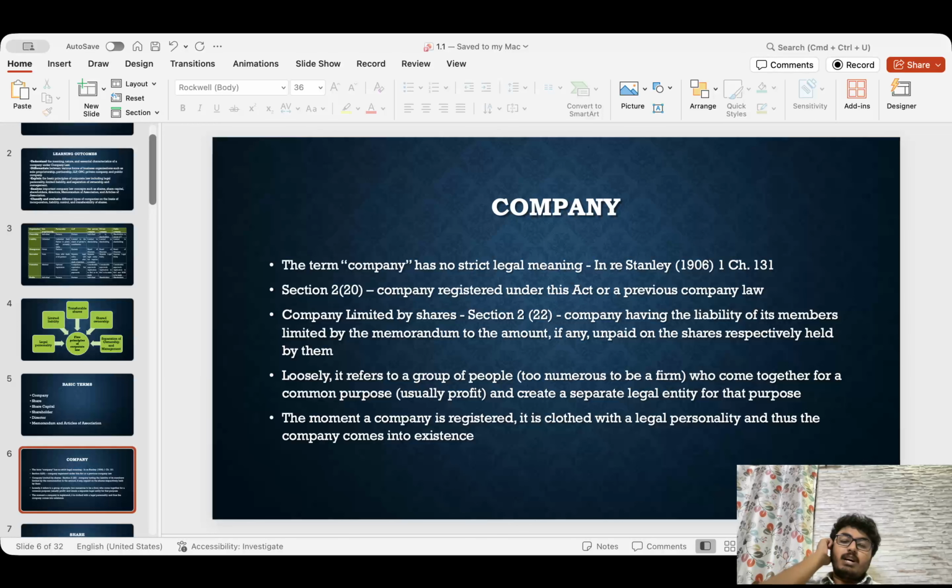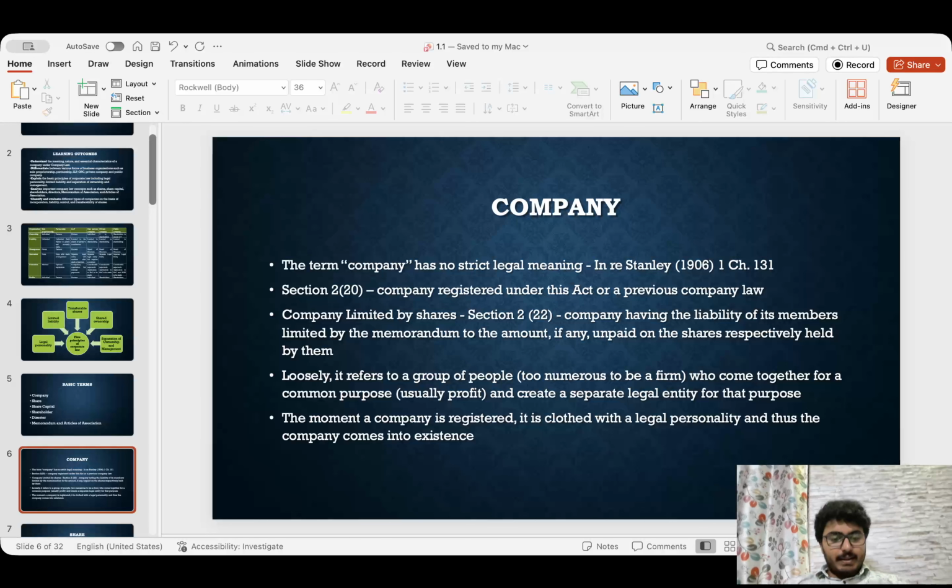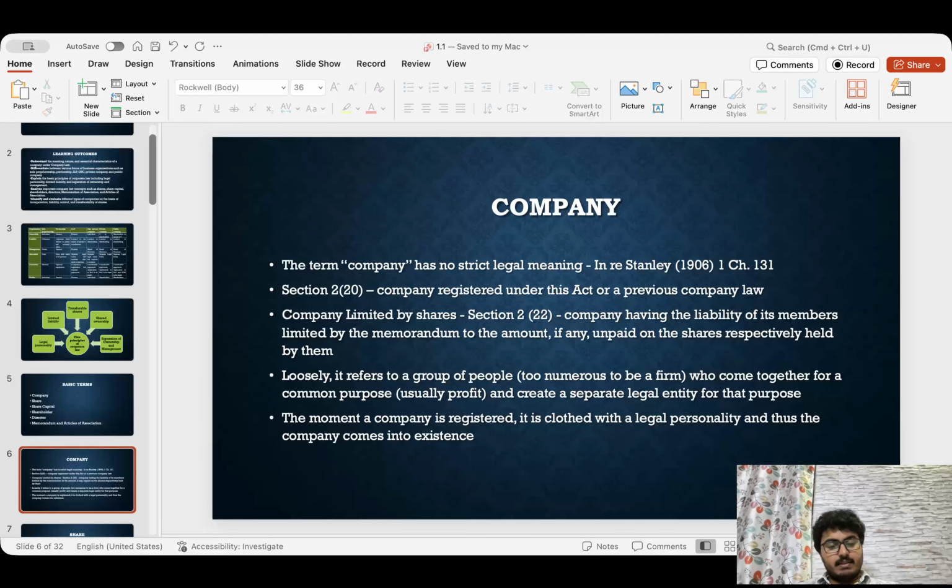Now come to the concept of a company. The term company doesn't have a strict legal meaning, but under Section 2(20) of the Companies Act, a company means a company incorporated under the Act or any previous company law. A company limited by shares means the liability of members is limited to the unpaid amount on their shares. In simple terms, a company is a group of persons.